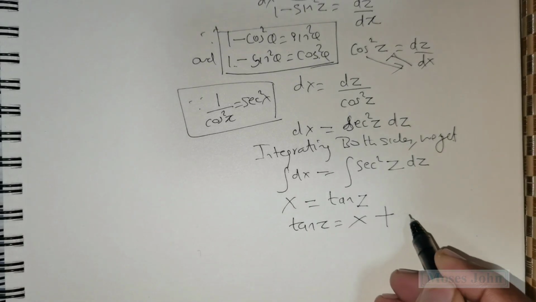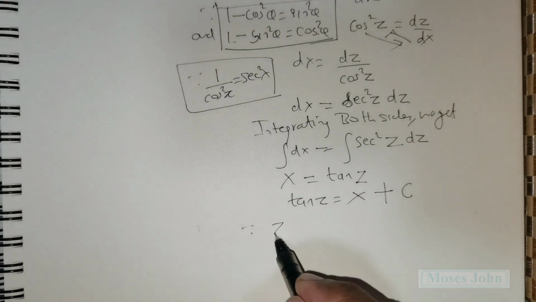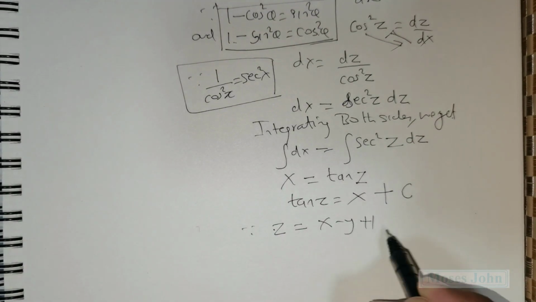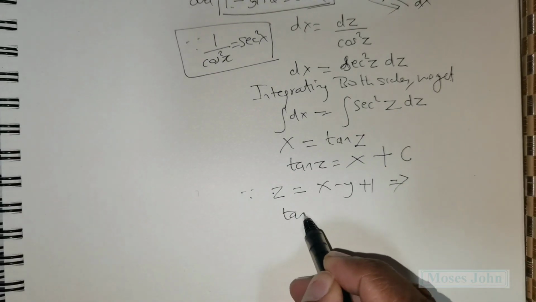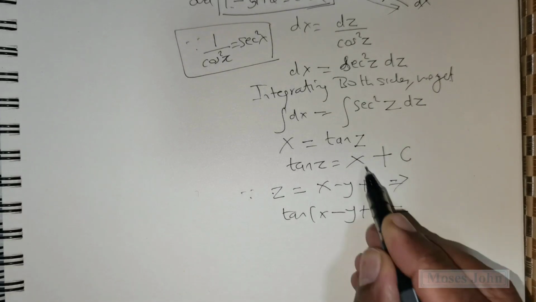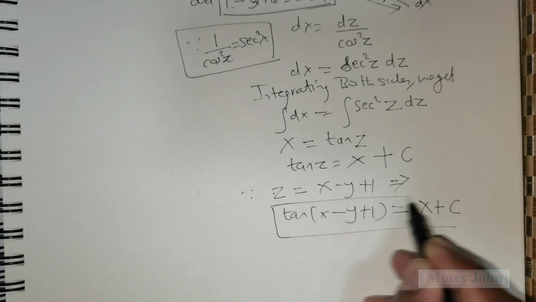Definitely you can place the arbitrary constant c over here, but in fact you know that z is equal to x - y + 1. So this implies tan z is going to be tan of (x - y + 1) is equal to x plus constant c. So this is the solution.